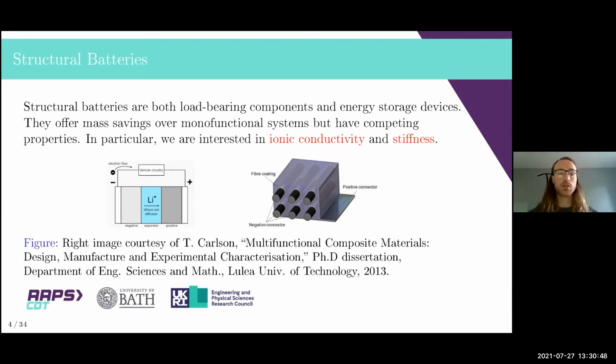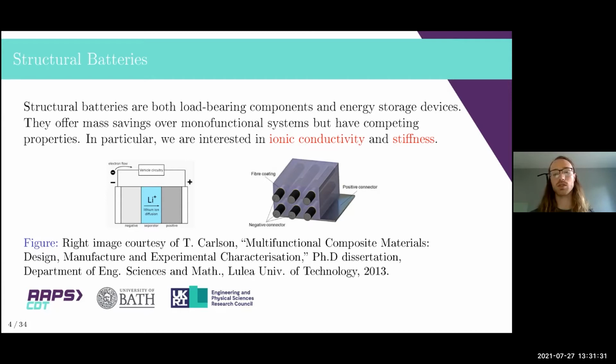The advantages of structural batteries are that they can fulfill two functions in one component, so we can save mass and save volume, which is advantageous because by saving mass, you can increase the efficiency of the vehicle by reducing the amount it has to carry about and reducing the load on the engine and the battery and motors. But one of the problems with having two functions performed by one system is that it's not quite as good at either as individual systems would be due to competing properties. In particular, we're interested in ionic conductivity and stiffness. Ionic conductivity is, when the lithium ions are diffusing through the electrolyte, how much resistance is there to that motion?